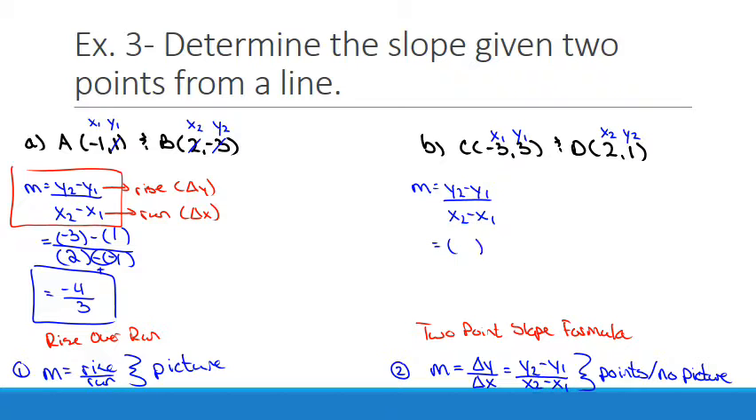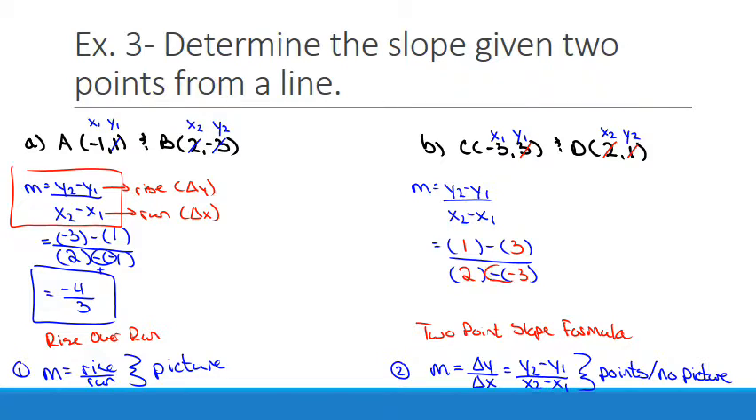Use my open brackets. Again, this just helps not miss sign changes. Maybe I'll use red here so it stands out a bit. Y2 is 1. I'm sorry, yeah, sorry. Y1 is 3. Sorry, guys, I kind of lost track of myself on the page. X2 is 2. X1 is -3.